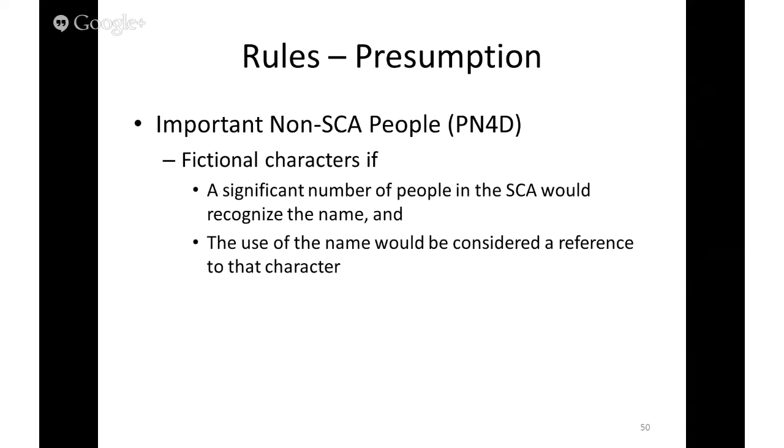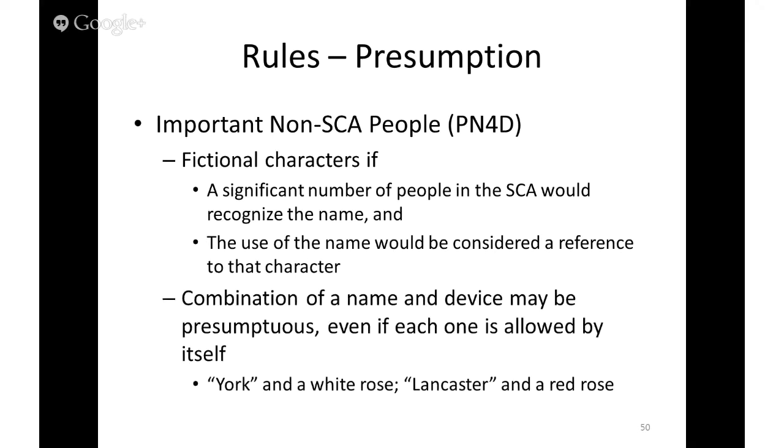Fictional characters are considered important non-SCA people if a significant number of people in the SCA would recognize the name, and if the use of the name would be considered a reference to that character. So I mentioned Harry Potter as an example.